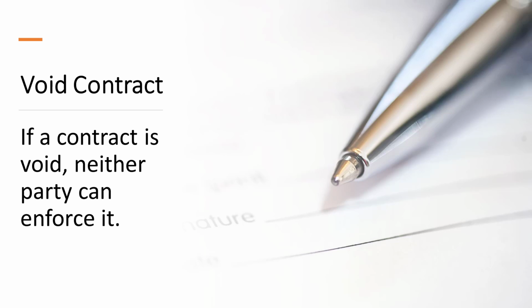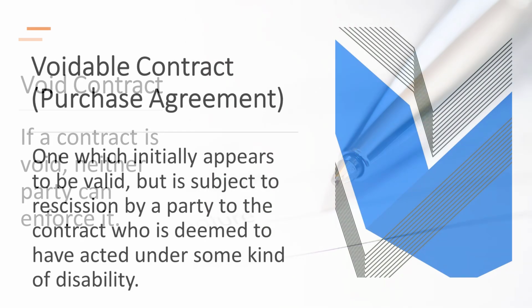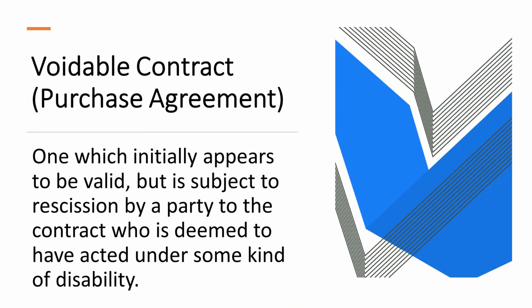The use of a forged name in a purchase agreement would make that purchase agreement void. A voidable contract is one which initially appears on the surface to be valid, but is subject to rescission by a party to the contract who is deemed to have acted under some kind of disability. Only the party who claims the disability may rescind the legal effect of the purchase agreement.